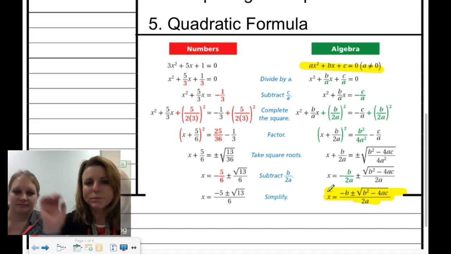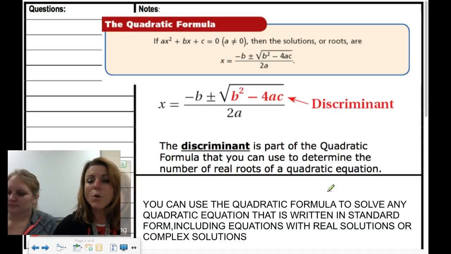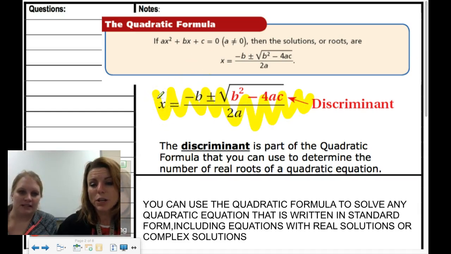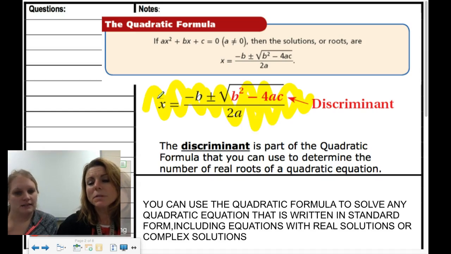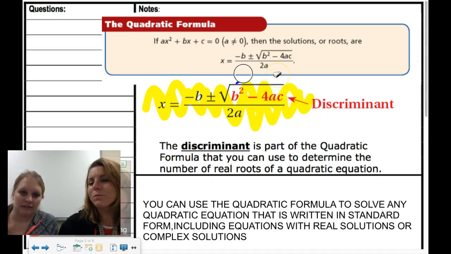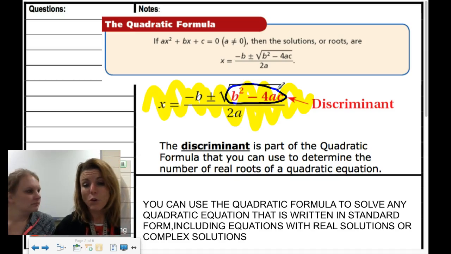All right, so here it is, the quadratic formula. You should memorize this. Sometimes in this lesson we're going to ask you to find the discriminant. The discriminant is just b squared minus 4ac. It's not even the square root. So if we say find the discriminant, you just use b squared minus 4ac.